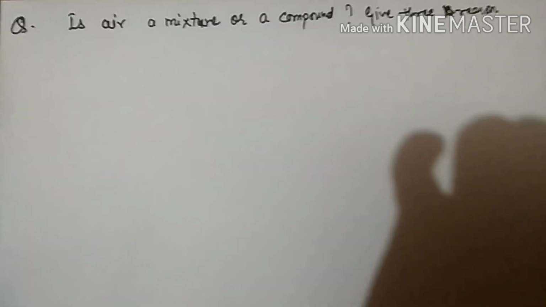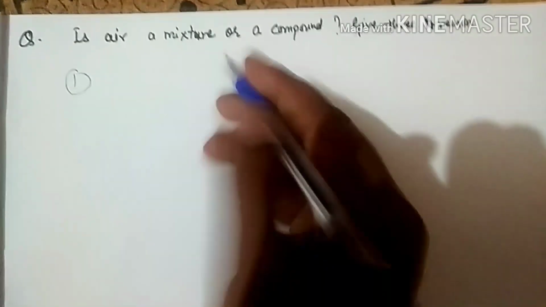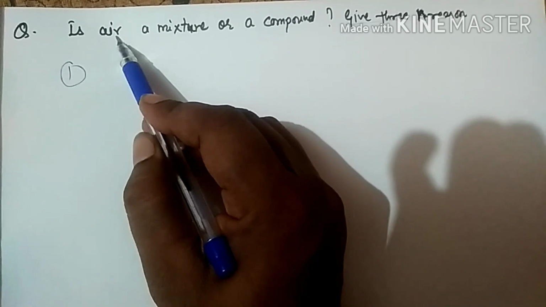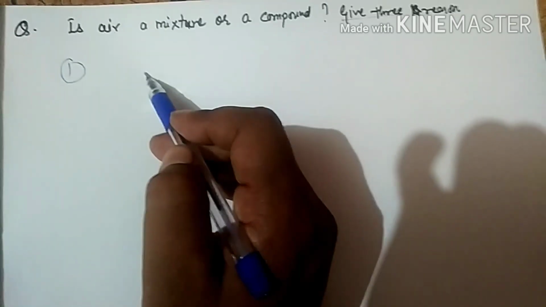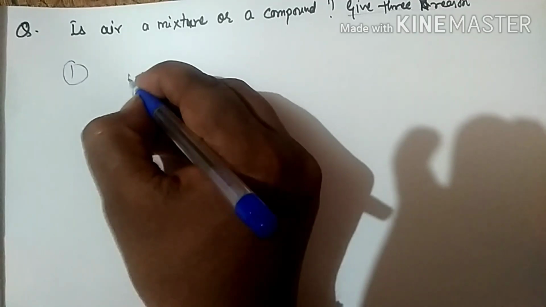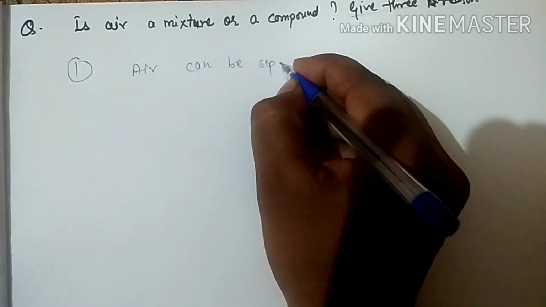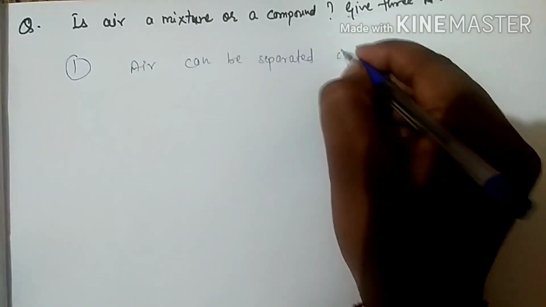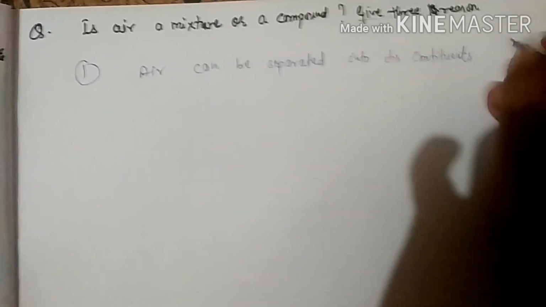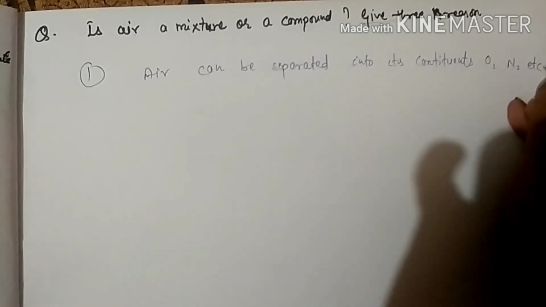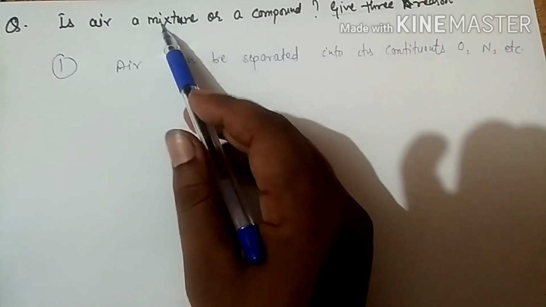Now second question, children. Is air a mixture or a compound? Give 3 reasons. Now children, air is always considered a mixture, and I will explain how air is considered a mixture, not a compound. First, air can be separated into its constituents, that is oxygen, nitrogen, etc. And I have explained the property of a mixture, that the constituents of a mixture can be separated out.